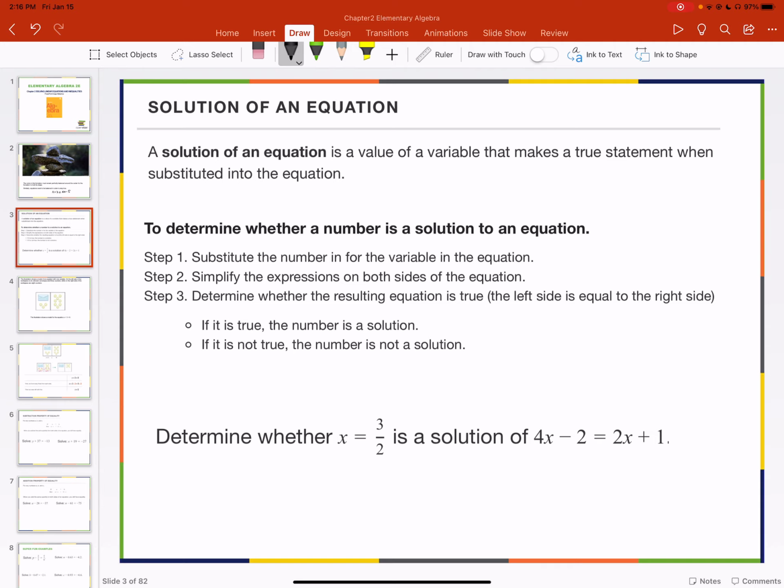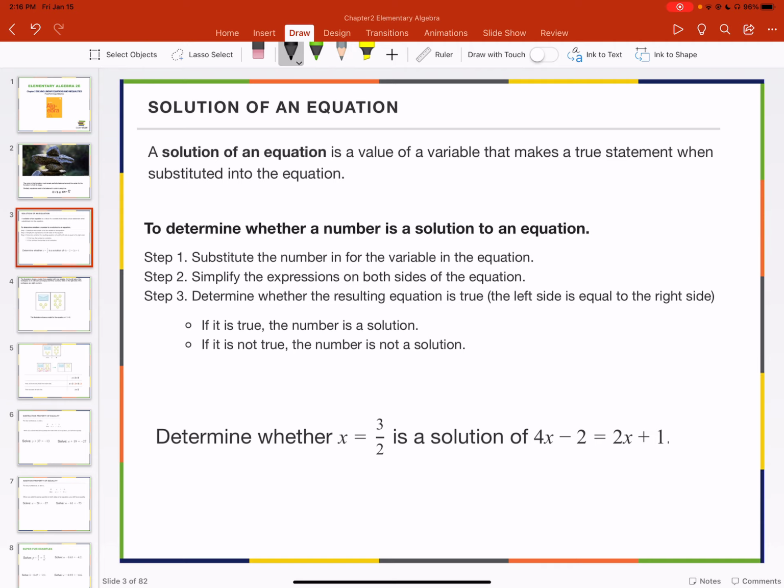So how do we know if a number is a solution to an equation? We can check easily by taking the number and substituting it for the variable in the equation. We simplify the expressions, and then if the left side matches the right side, if it's true, the number is a solution. If it's not true, the number is not a solution.